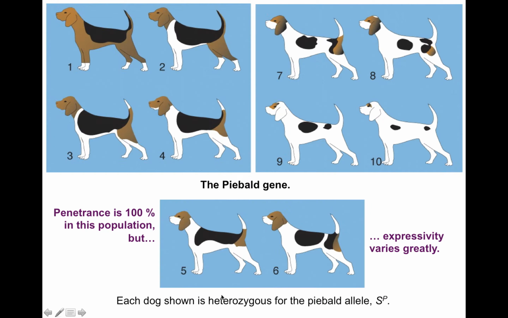Here's another example of variable expressivity. The piebald gene is a gene that's expressed in beagles. Every single one of these beagles is expressing the piebald gene. So we say that penetrance is 100% in this population. However, the expressivity varies greatly. In some instances, it's a very low expressivity, and in some it's very high. Each dog shown is heterozygous for the piebald allele.